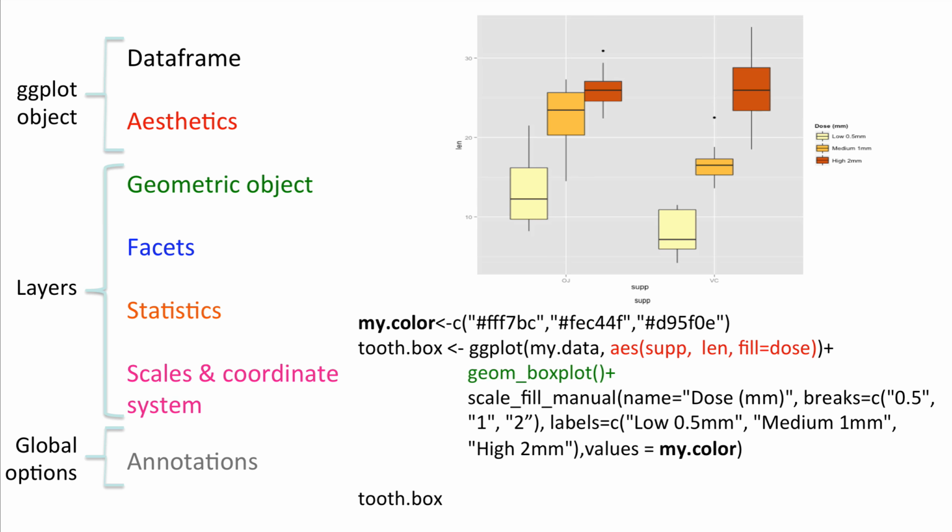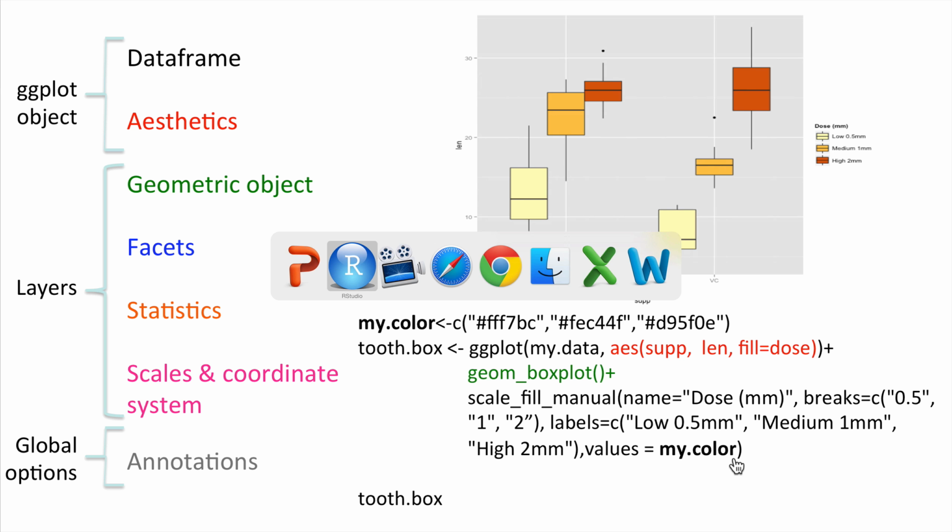We then call this palette vector using the scale-fill-manual, where we're able to set the values equal the vector that we've just prescribed. In this case, we've actually chosen the colors in quite a neat way.